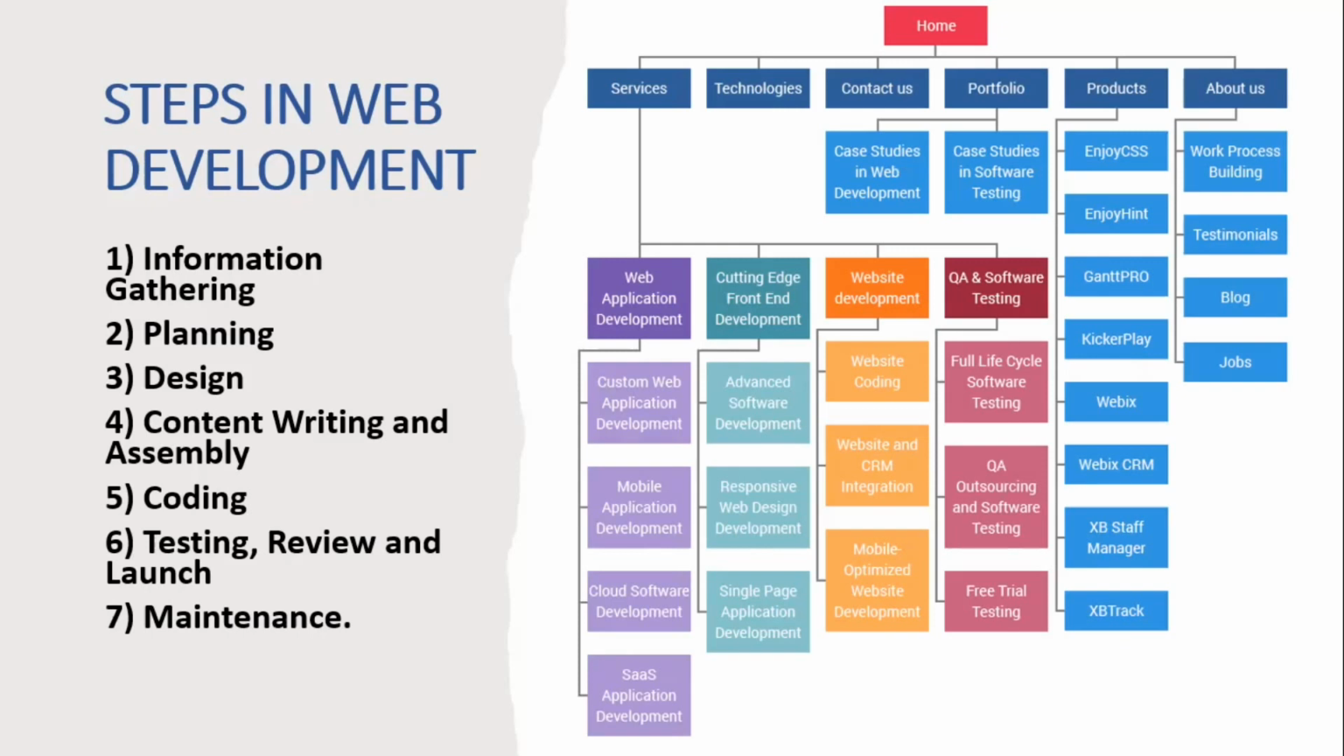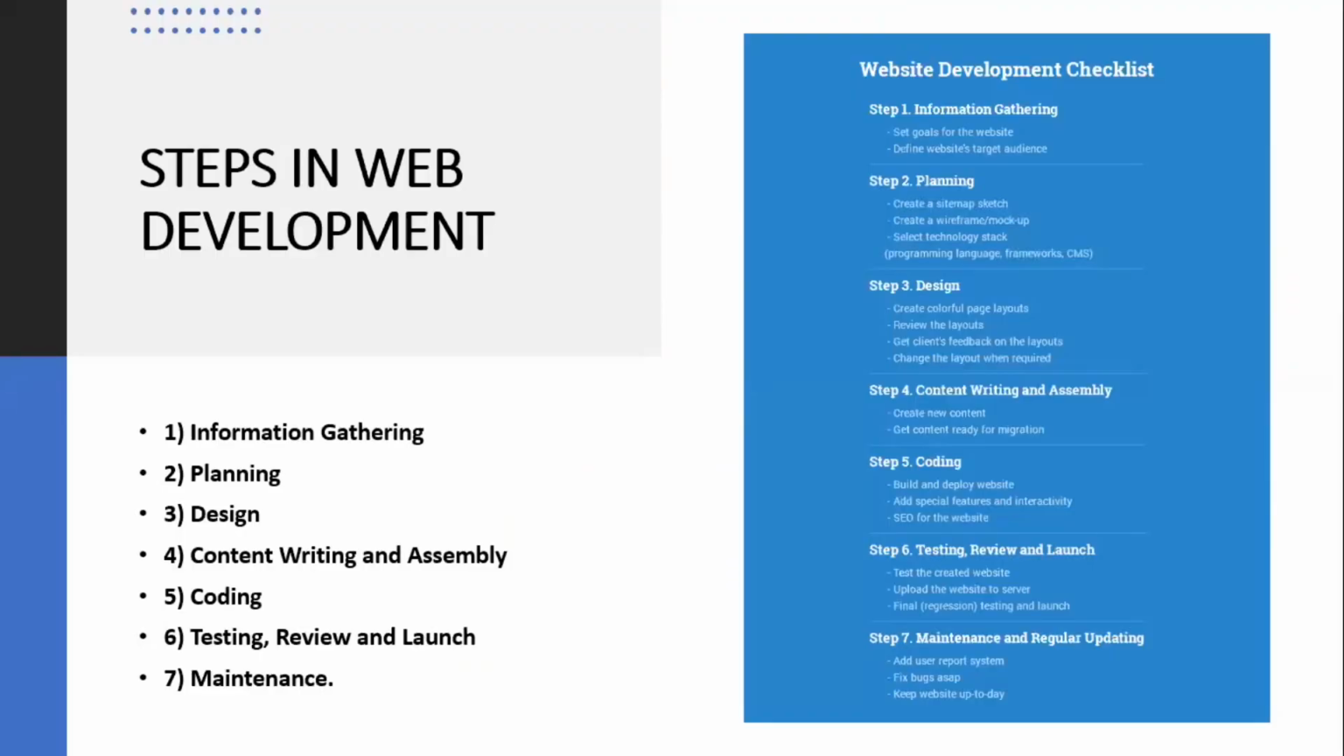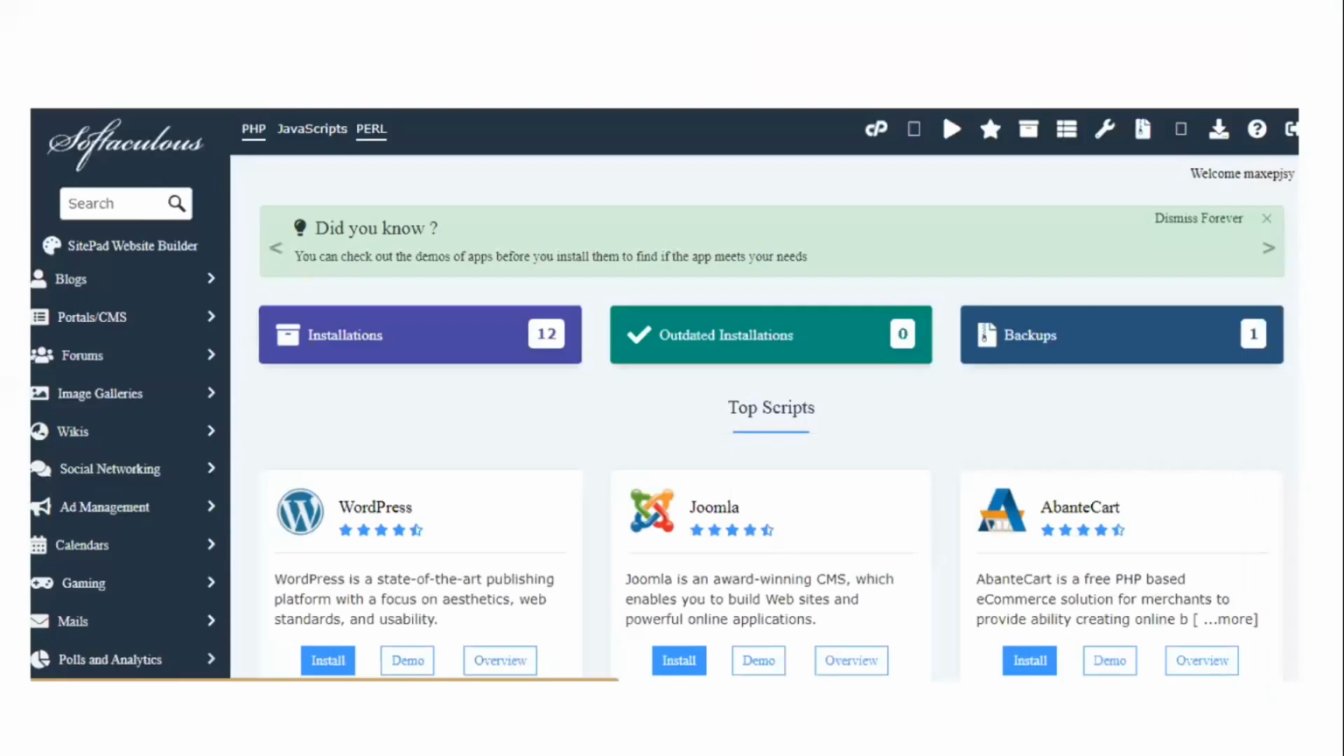So when you build your website, you need to test it and review it before launching, and every website must be maintained. Those are things you must do when you do web development. So right now, this is how the Softaculous website in my server looks, and this is where I will be able to go into WordPress, where I'm going to install WordPress.